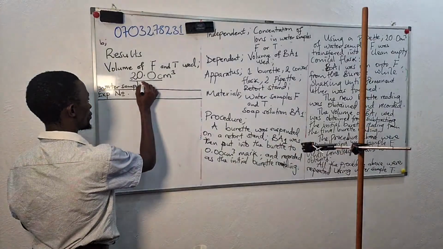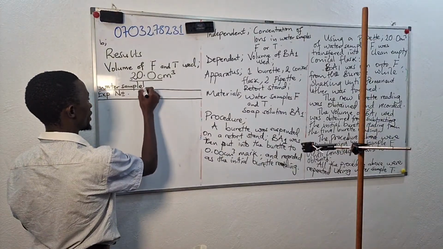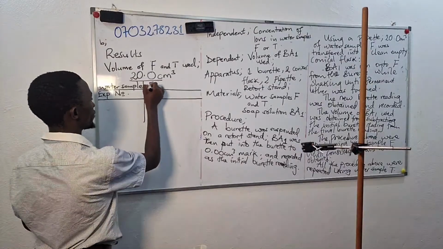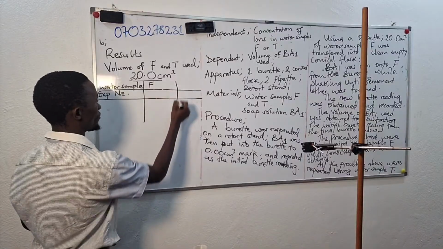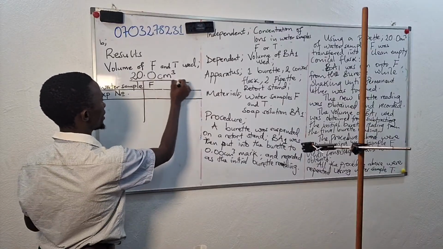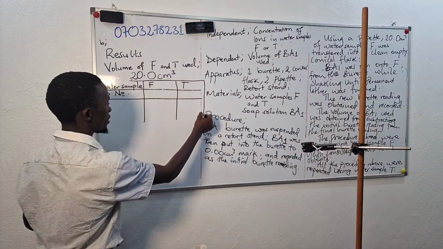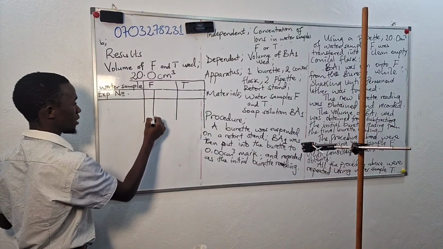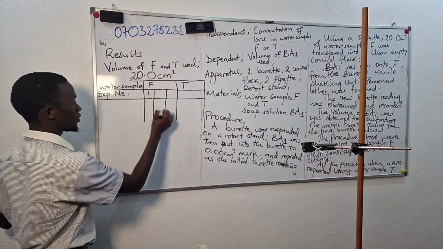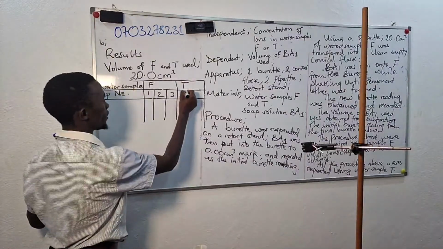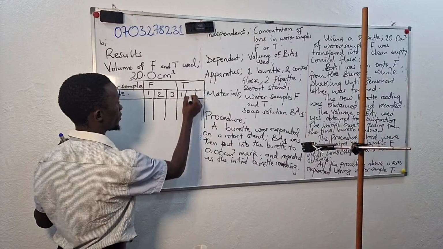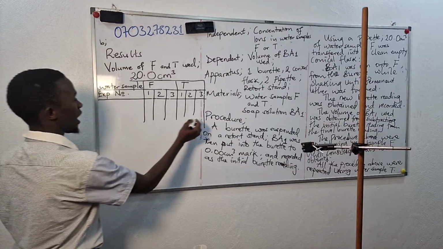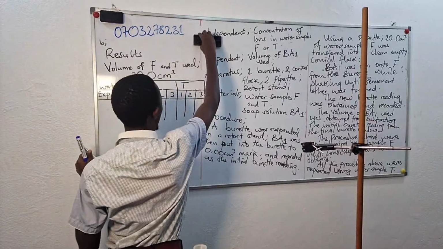We have 2 water samples, that is strictly F and T. We said we shall have three. Let's have a minimum of 3 experiments for each water sample. Experiment 1, 2, and 3. Even for this, 1, 2, and 3. Members, values of the burette are written to 3 decimal places. Let me make a bigger table.